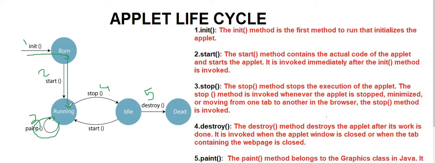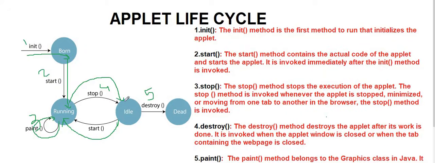Then if in between the applet stops, it will go to the idle stage and wait for calling that method. Means when it goes from the running stage to the idle stage, it will wait for when the start method will be called so that it can go back to the running stage and paint everything again. So from running, when the stop method is called, it will go to the idle stage, and from the idle stage when the start method is called, again from idle it will go to the running stage by calling the start method.